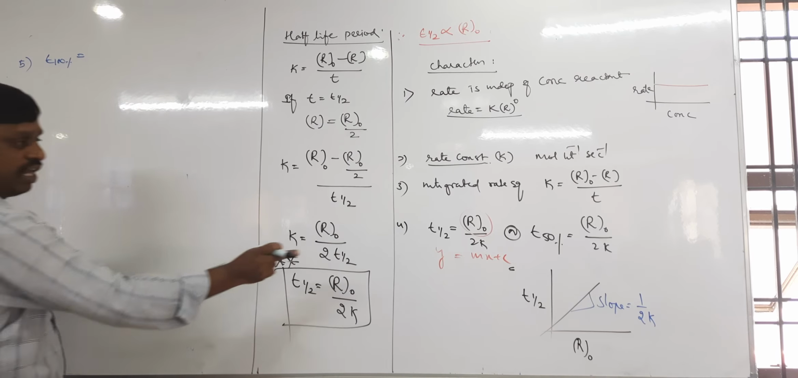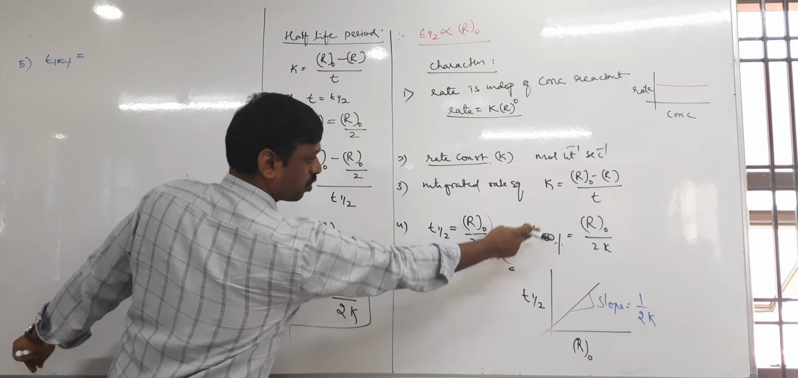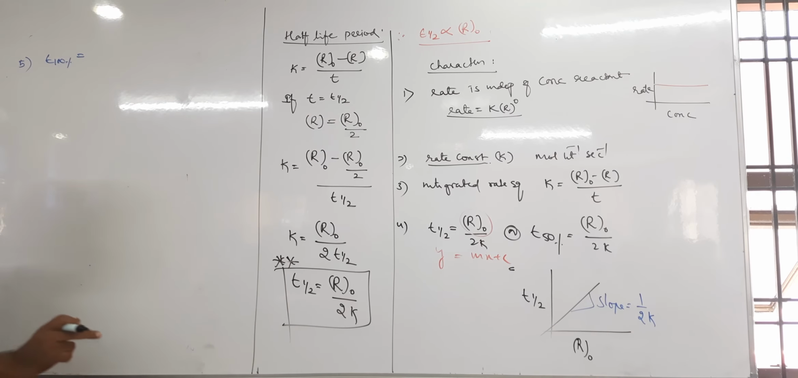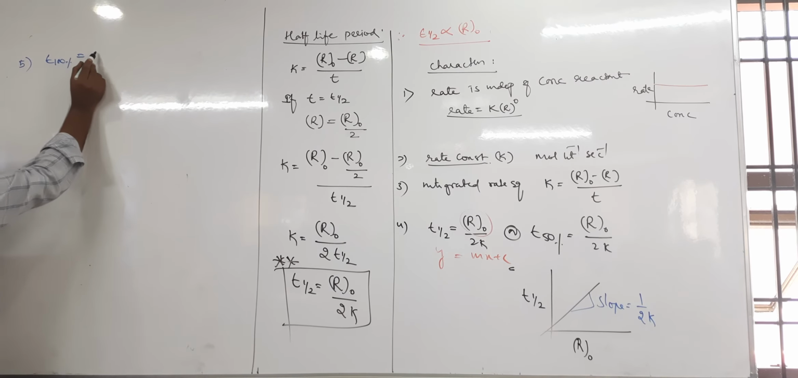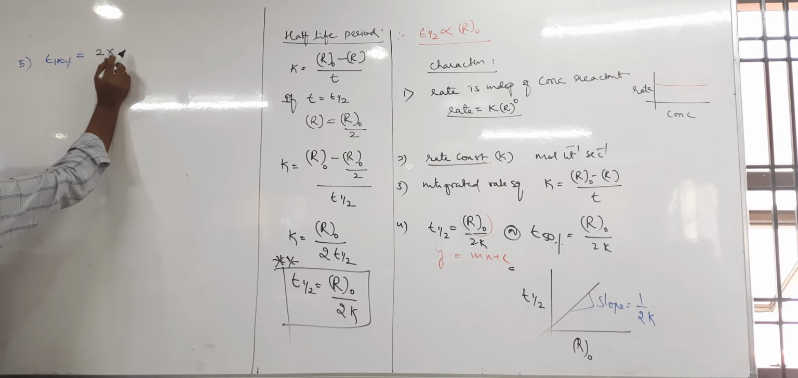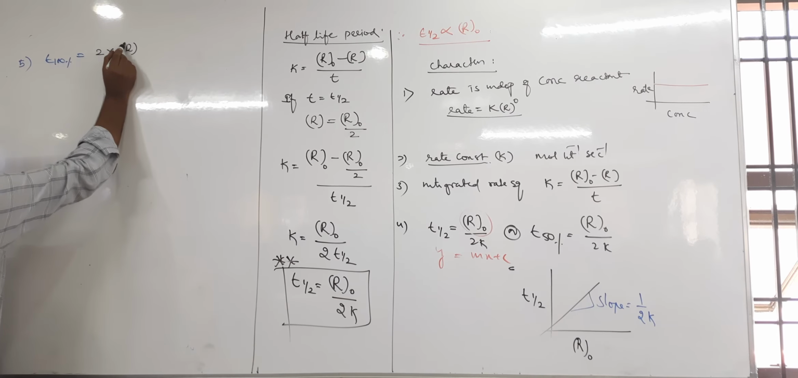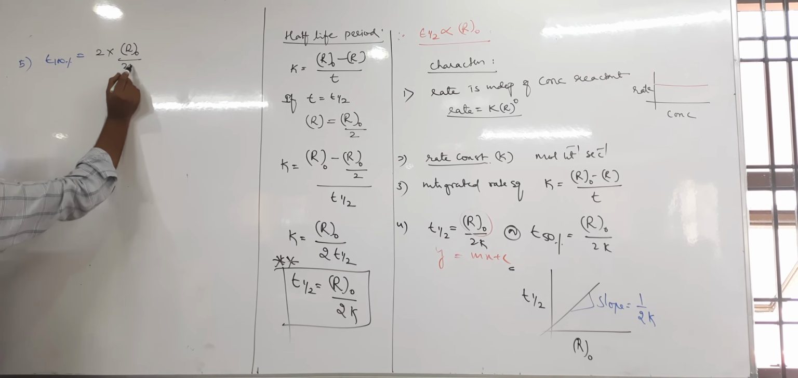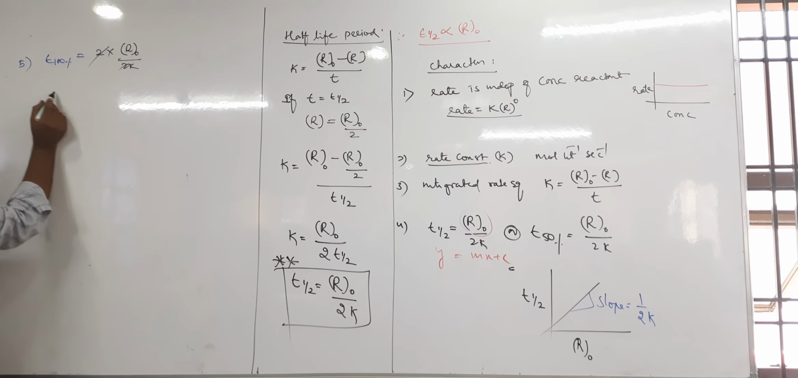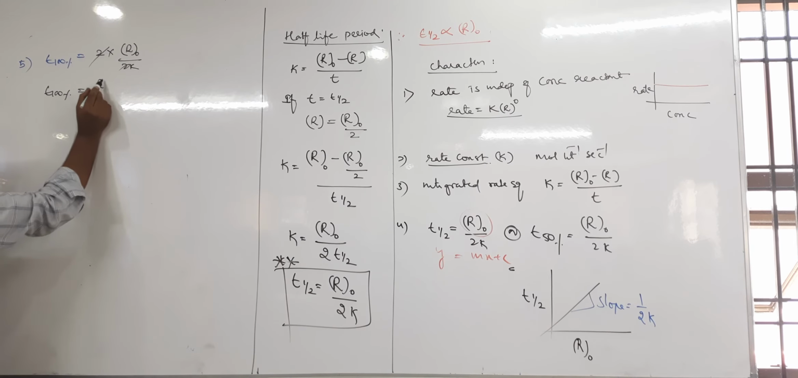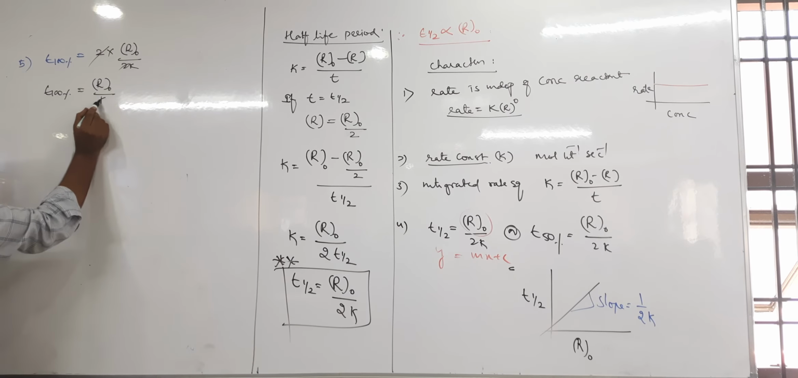See, T half equals T50 equals R naught by 2K, no? Then what does T100 become? It is 2 into R naught by 2K. So it means nothing but T100% equals R naught by K.